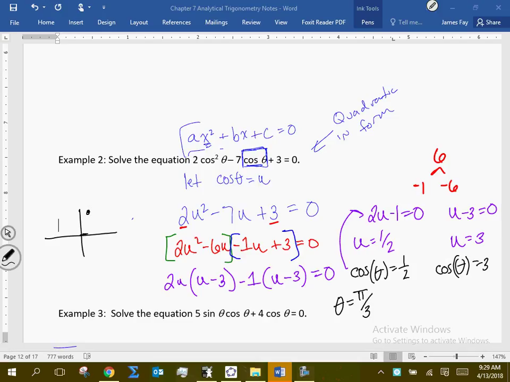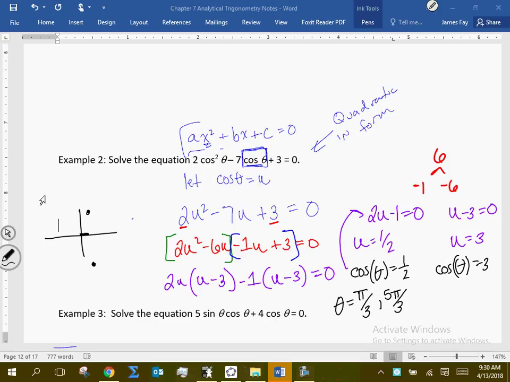Okay, so shouldn't cosine also, if I move to the right from 0, 0, be 1/2 down here on the unit circle? Anybody remember what that is? 5 pi over 3. 5 pi over 3. So those are two solutions so far.